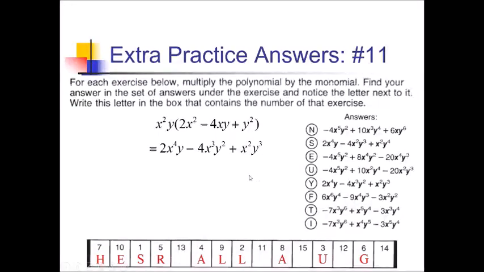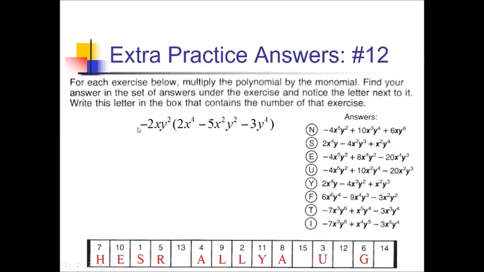Now if I can find that in these answer choices, it looks like, oh, S is close. S, that was mean. They have almost everything in S, except that the x and the y are reversed with the exponents, and then we have a 4 instead of a 3 here, so it's not S. Let's keep looking, though. Here's another one that begins with 2x to the 4th y. We've got minus 4x cubed y squared. That's good. And then x squared y cubed. Yep, we've got y, and that's going to be box 11.